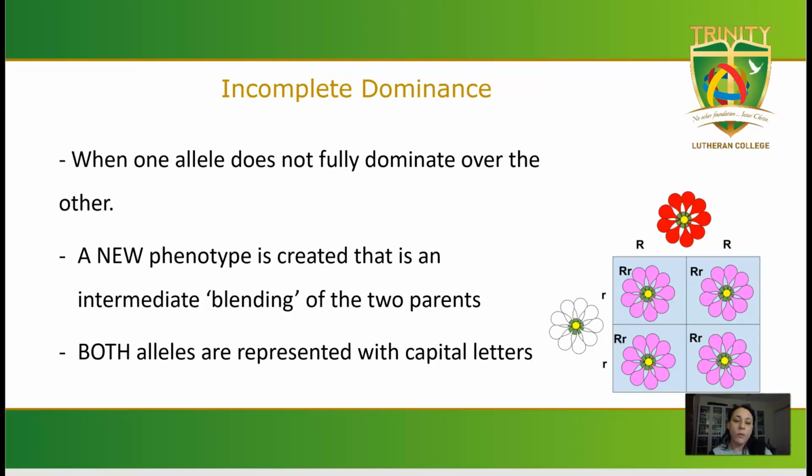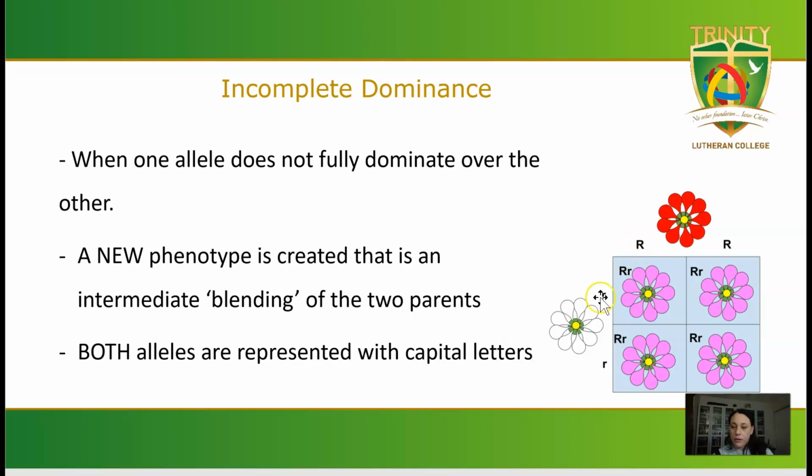Incomplete dominance is when one allele doesn't fully dominate over the other. The two are going to blend to create a brand new phenotype that is an intermediate of the two parents. So if we have a red flower and we're crossing it with a white flower, all of the offspring are going to be heterozygous and they're going to be pink.